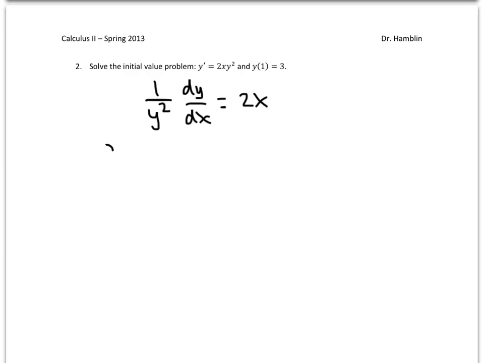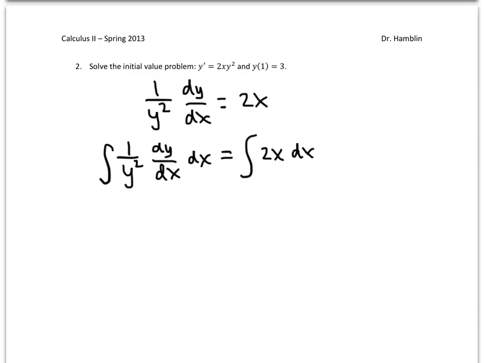So now I'm going to integrate both sides. The integral of 1 over y squared, dy dx, with respect to x, is equal to the integral of 2x with respect to x. Of course, on the right-hand side, that's just x squared plus c. That's not too bad. On the left-hand side, again, we think of this substitution rule thing. We think of the dx's as canceling, even though that's not really quite what's happening. It's really just the substitution rule, but we end up with the integral of 1 over y squared dy.